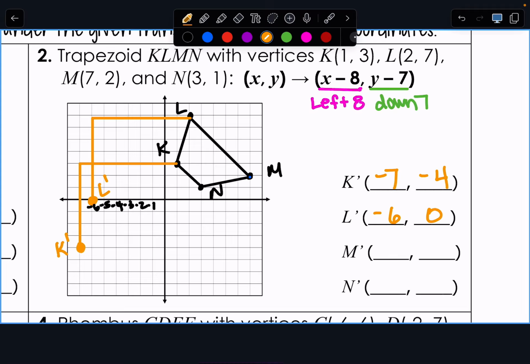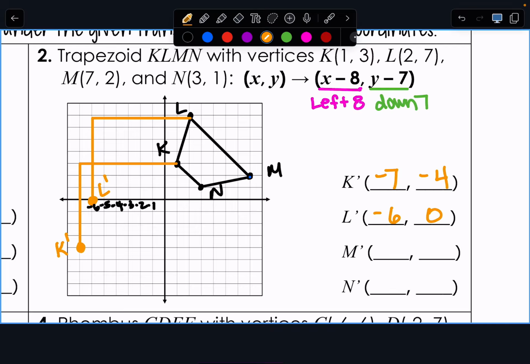This is why we did the turkey on Friday. What are you confused about? Yes, it does. So I think you counted 1 too many because it's down 7. So when we go 1, 2, 3, 4, 5, 6, 7, we stop right here.